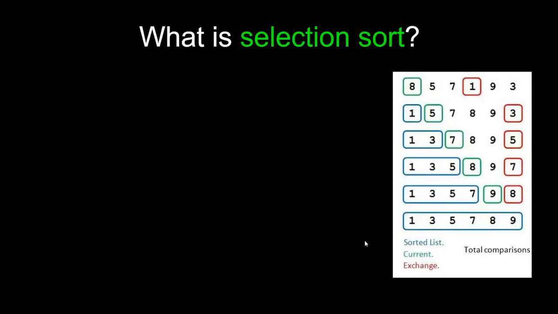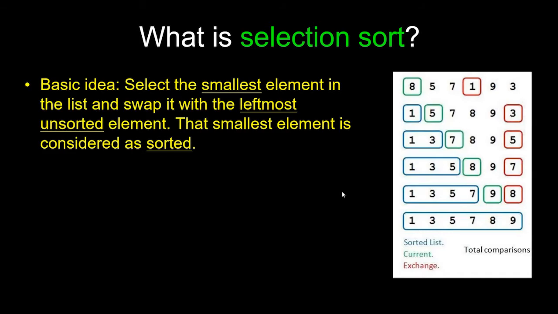Let's look carefully at what selection sort is right now. Let's say I have a list again. The whole aim of selection sort is to select the smallest element in the list and swap it with the leftmost unsorted element. After I've done the swap, that smallest element is considered sorted.